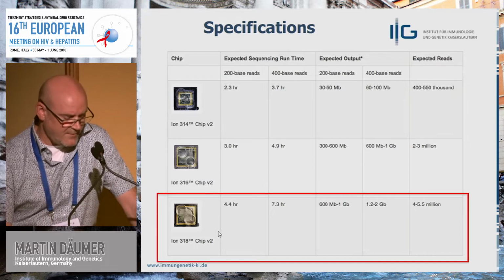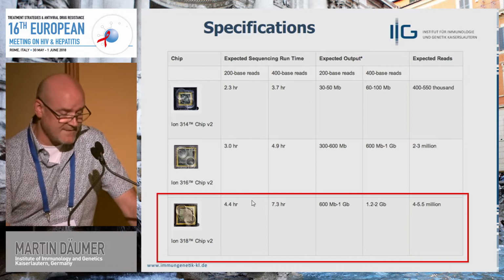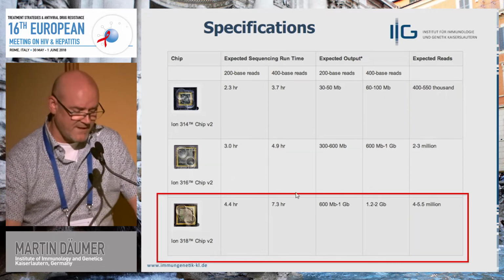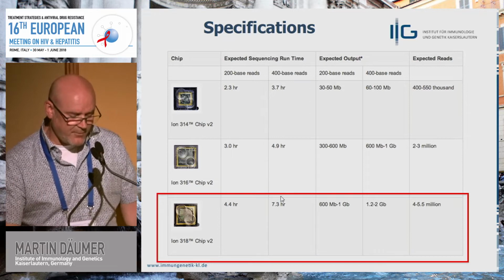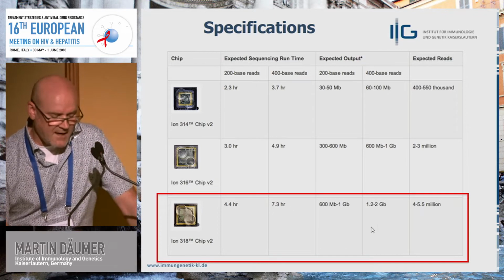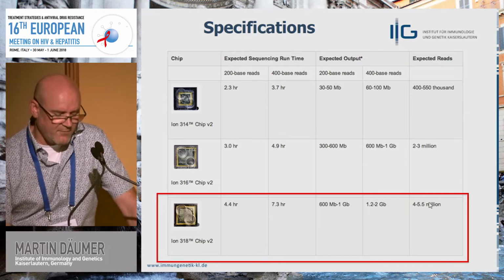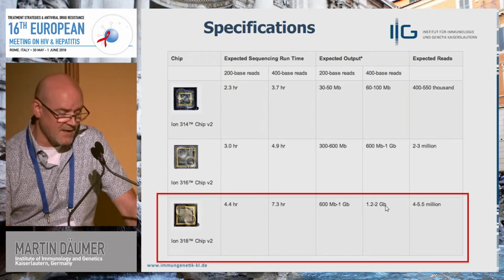So you see right here, which is the 318 chip. It's very, very fast. The 200 base pair reads or 400 base pair reads, I think, will end up somewhere in between. With 300, 350 base pairs is done in 7.3 hours. And once again, will provide you with up to 5 million reads, which will yield in up to 2 gigabases output.